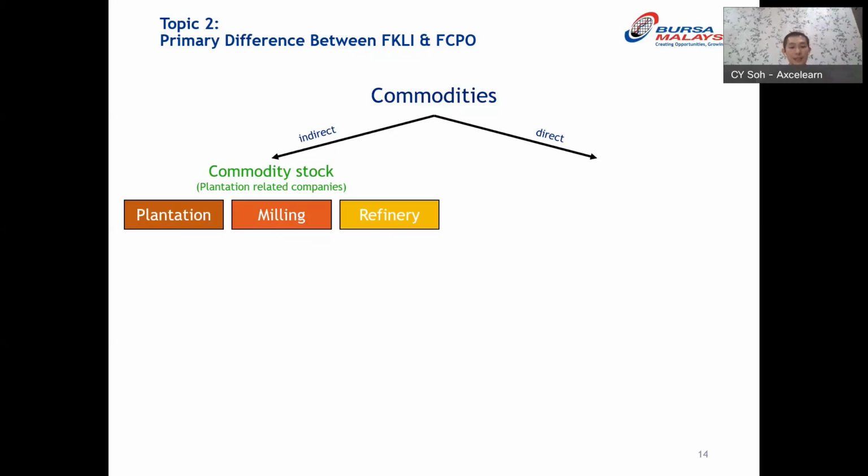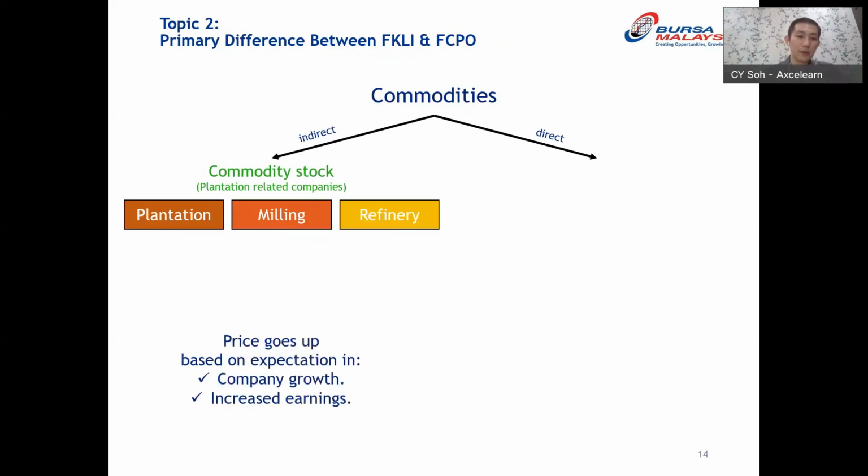So here you can see that a lot of people get confused between FCPO and the plantation companies. They think that if FCPO goes up, all plantation companies have to perform well. In fact, it's not true. We have to see what the core business of the plantation company is, which segment they rely on for their main revenue. Okay, so here, of course, indirect investing in commodities is where you invest in stocks.